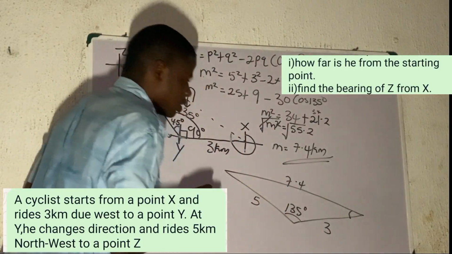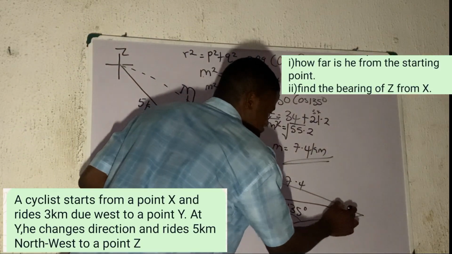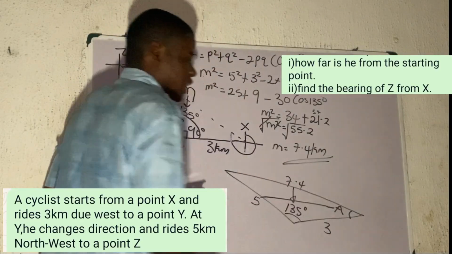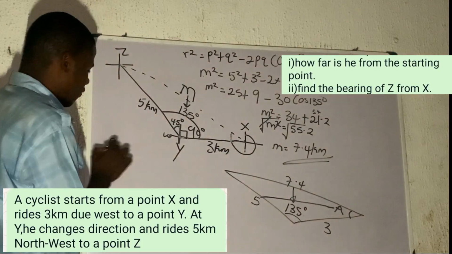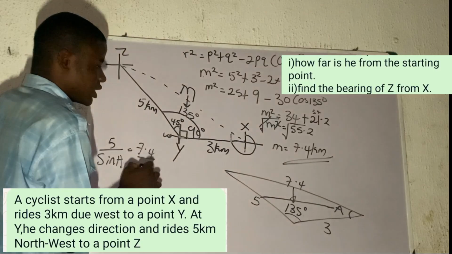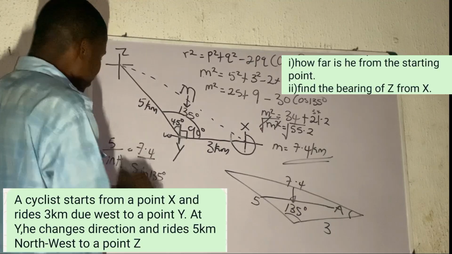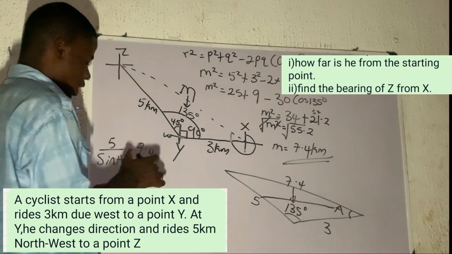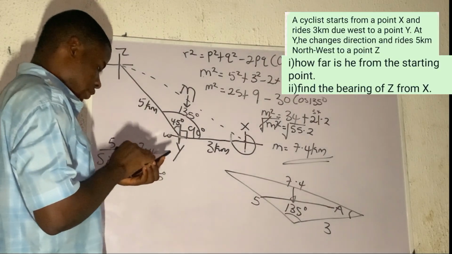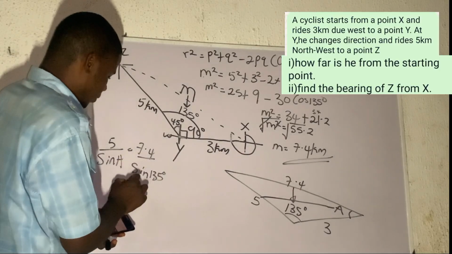Now, when I look at this, sine rule comes to my mind, because I can say 5 over sine of the angle I'm looking for here, let me call it A, equals 7.4 over sine of this angle. So 5 over sine A equals 7.4 over sine 135 degrees. Cross multiplying, 5 times sine 135 will give me 3.535.